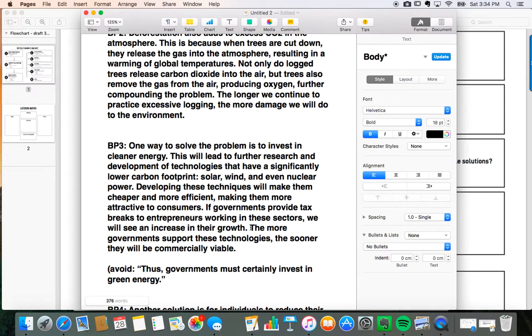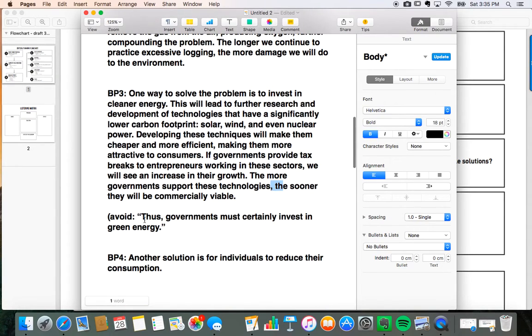So again, great piece of grammar here for concluding. The more, the sooner. All right, so it's another good piece of grammar to practice in your writing. Please avoid this. I used to teach this a lot, and it's just not very effective. It's just repeating the same thing. Thus, governments must certainly invest in green energy. I'm really just saying the same thing. And it's not wrong, but if you're not adding any useful ideas to the paragraph, it's just repetitive.